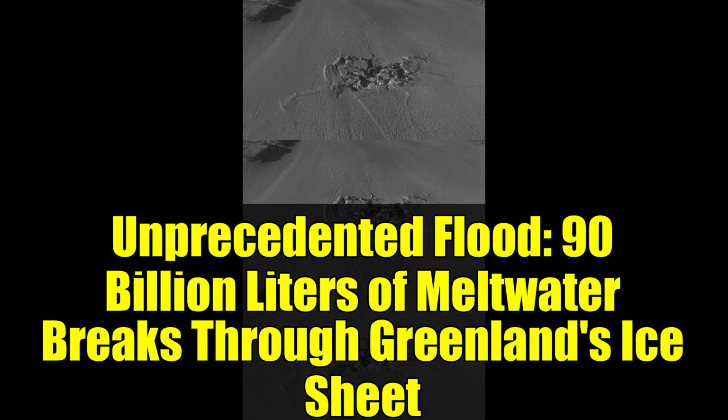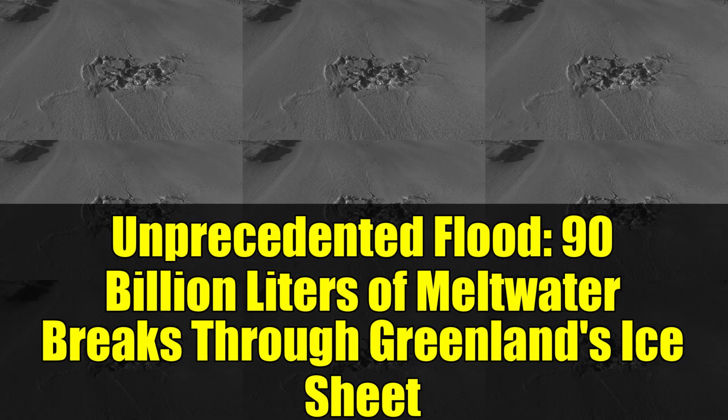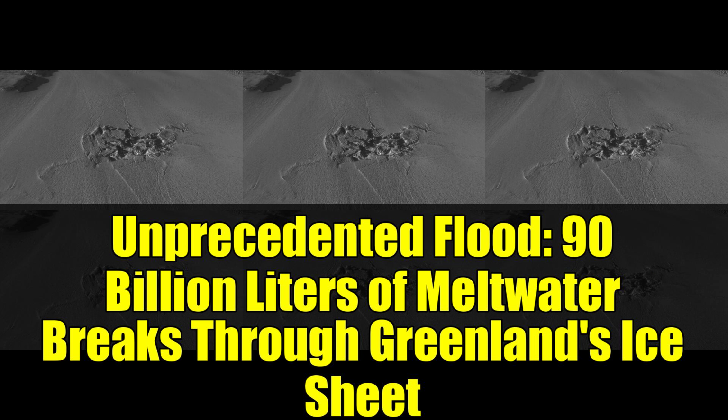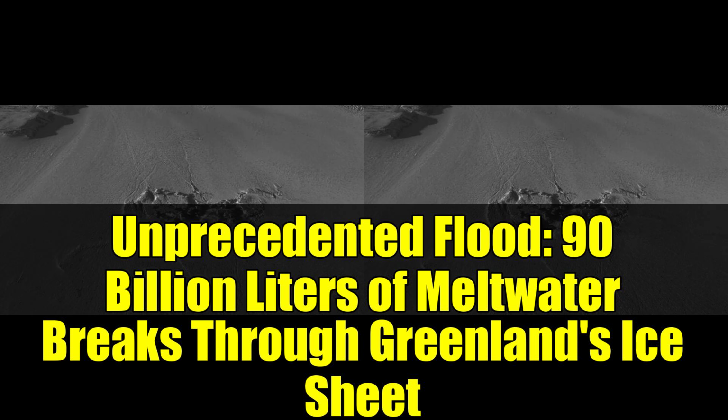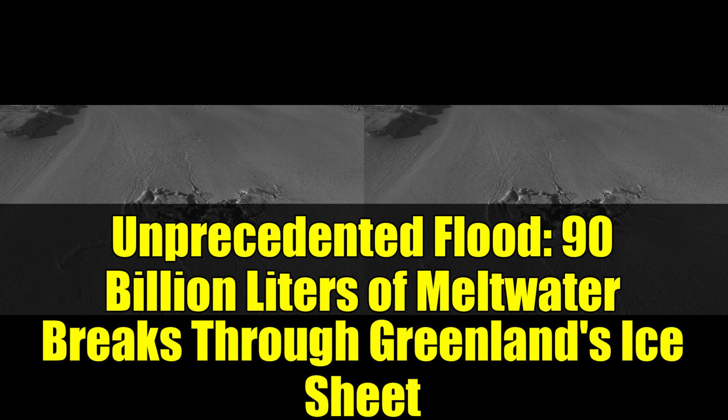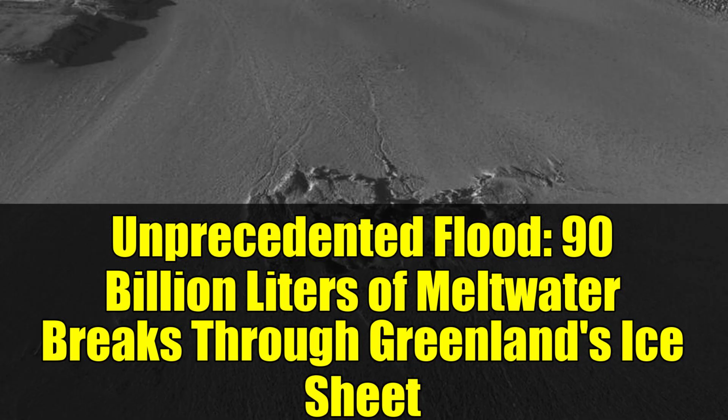But here's where it gets controversial. The flood originated from a subglacial lake, a phenomenon that was previously thought to be impossible in Greenland. This discovery has sparked a heated debate among scientists about the role of these hidden lakes in the melting process. The flood, which occurred in 2014, was so powerful that it punched through nearly 91 meters of solid ice, creating a crater that spanned 2 square kilometers and reached depths of 85 meters.